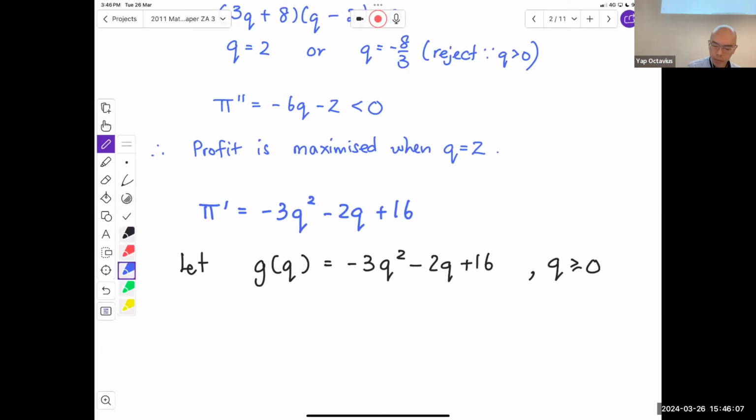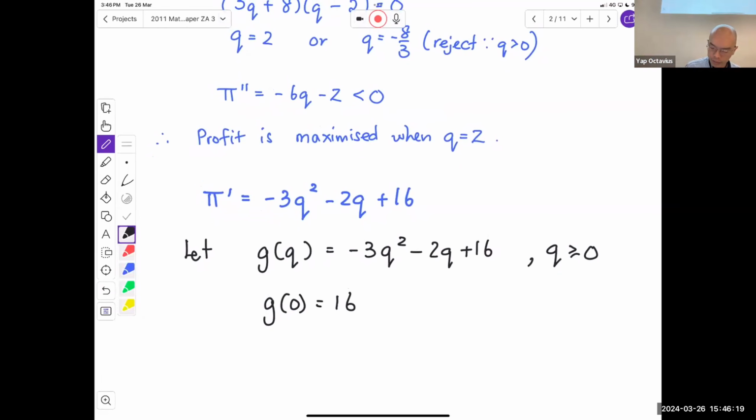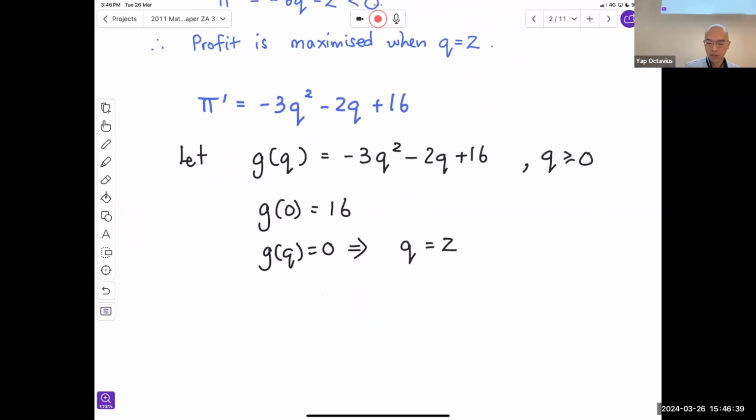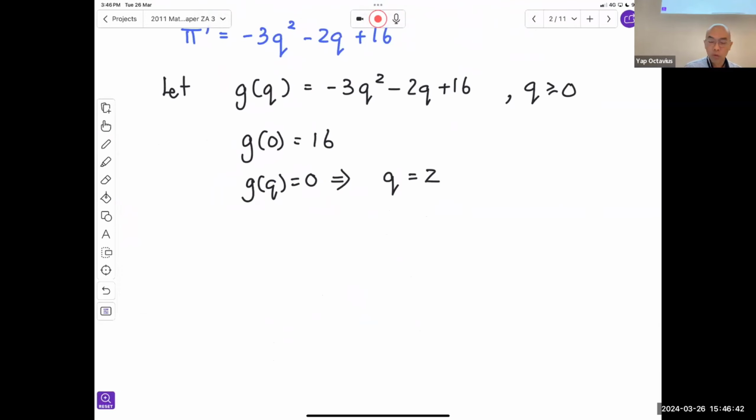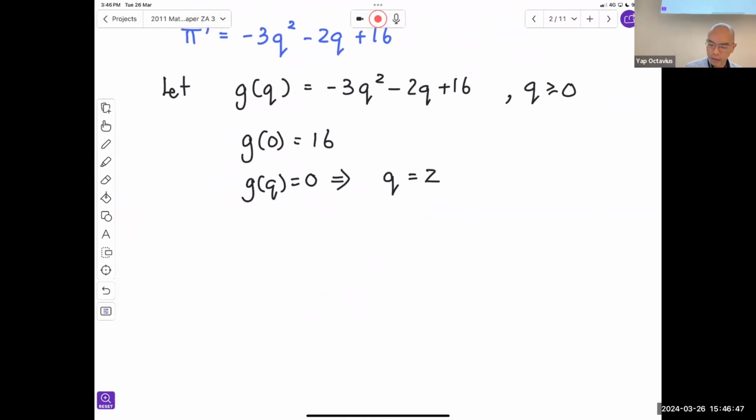Okay, so you need the intercept. So when Q is 0, then this is 16. Then the other part where we found, right, when this is equals to 0, we got two intercepts. So Q is equals to 2. Okay. Then the other one we rejected. So now we need to find, yeah, that's all we need. Usually we still need to find the maximum point. Where is it? But the maximum point occurs in the negative part.